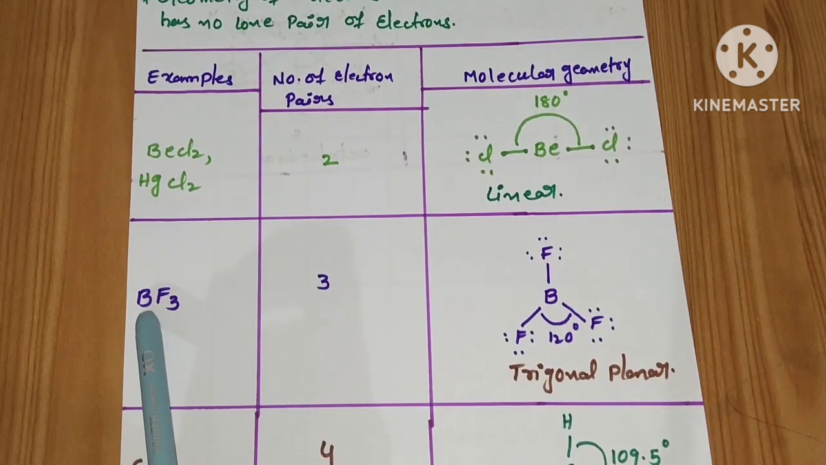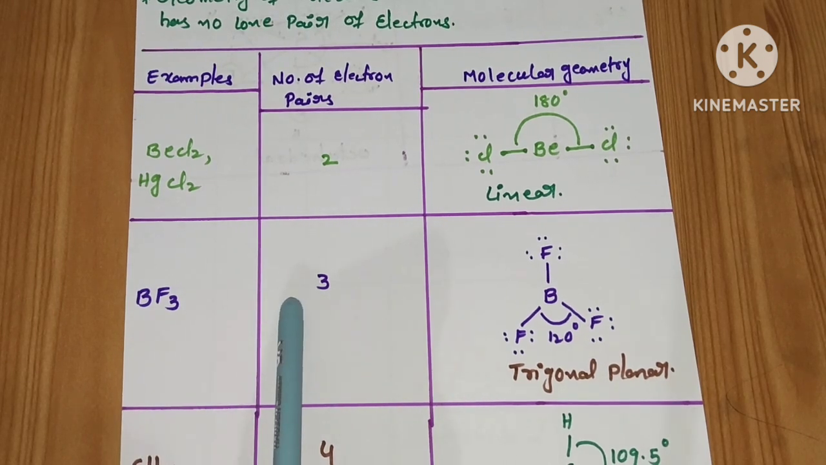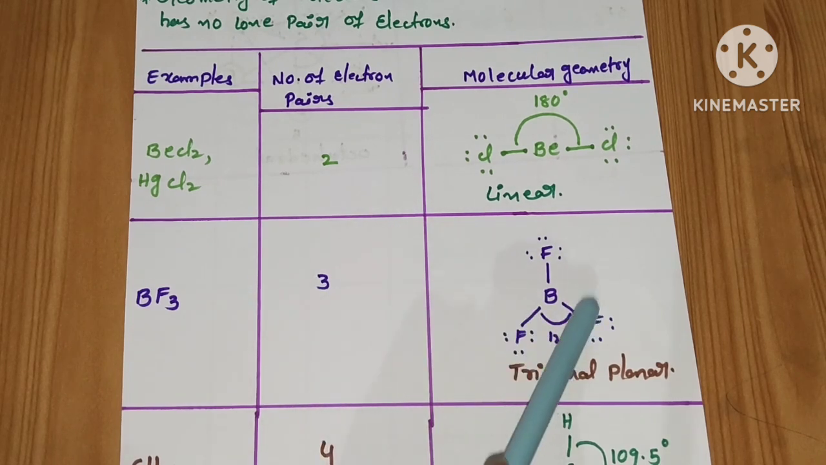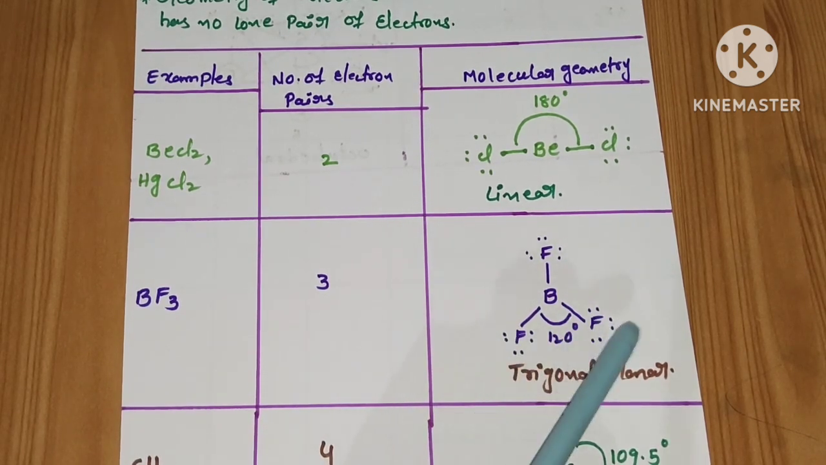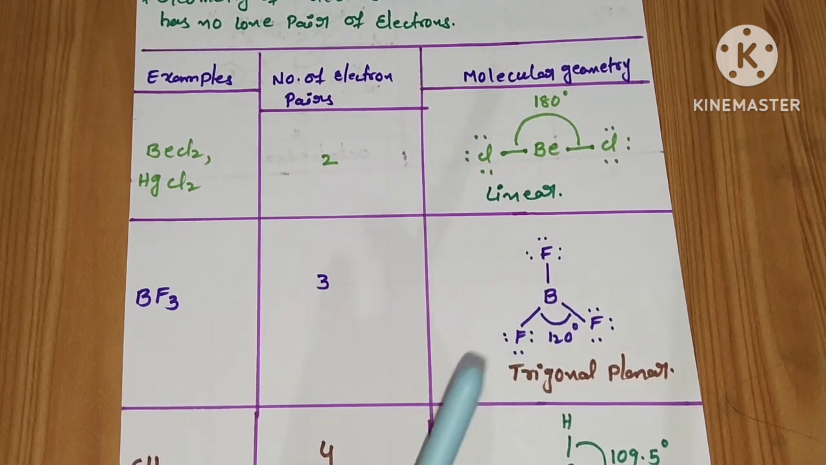Next example, BF3. Here, boron is the central atom and it is bonded to 3 fluorine atoms. Boron has 3 valence electrons. It uses the electrons to form 3 single bonds with 3 fluorine atoms. There are no lone pairs on boron.